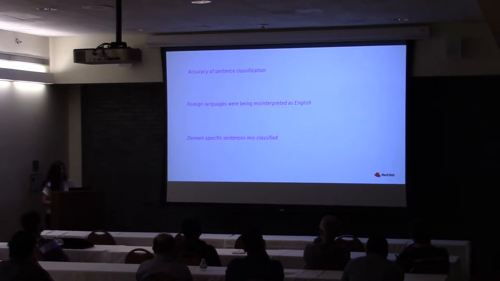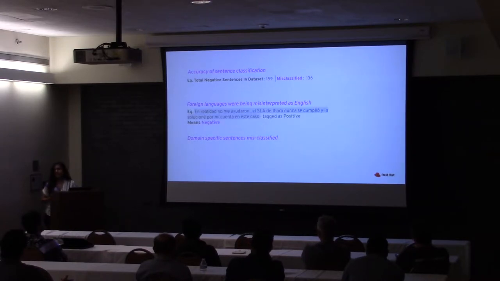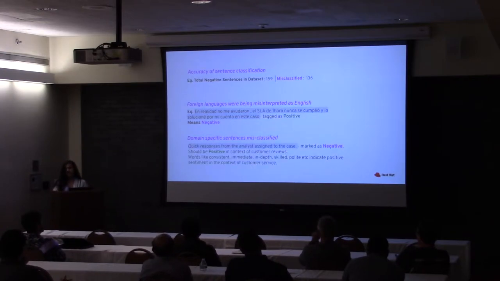Firstly, the accuracy of sentence classification. So basically, there were a lot of misclassified negative sentences. Secondly, we saw foreign languages which were similar to English, like Spanish, German, French, which use those same characters, were often misclassified because they were thought of as English. And thirdly, the domain-specific sentences were misclassified. That really means sentences which are specific to Red Hat's customer service, or things which are really context-specific, were not being identified in the true sense.